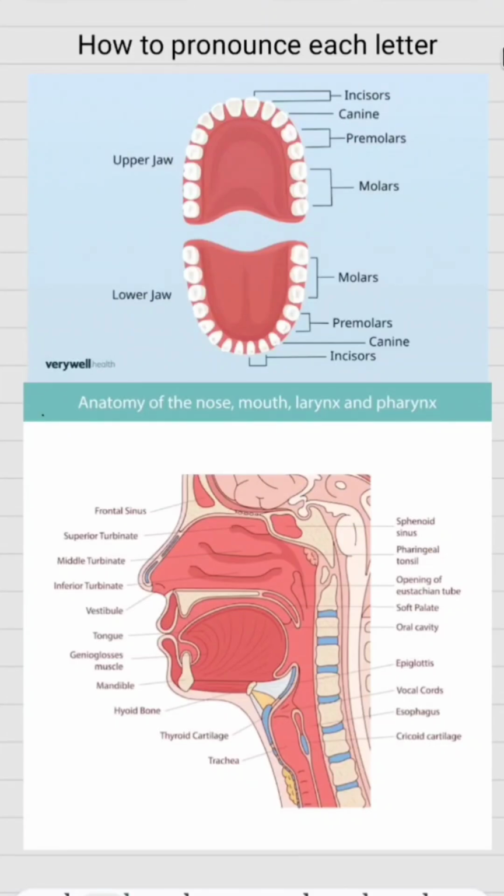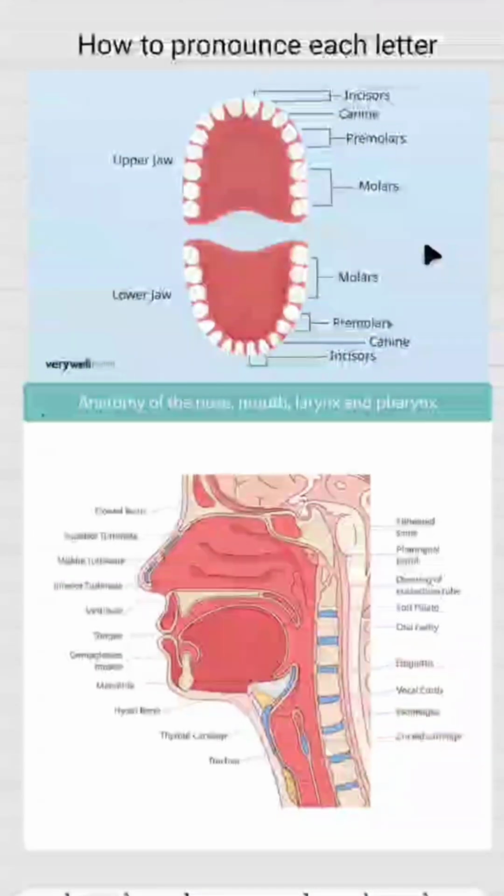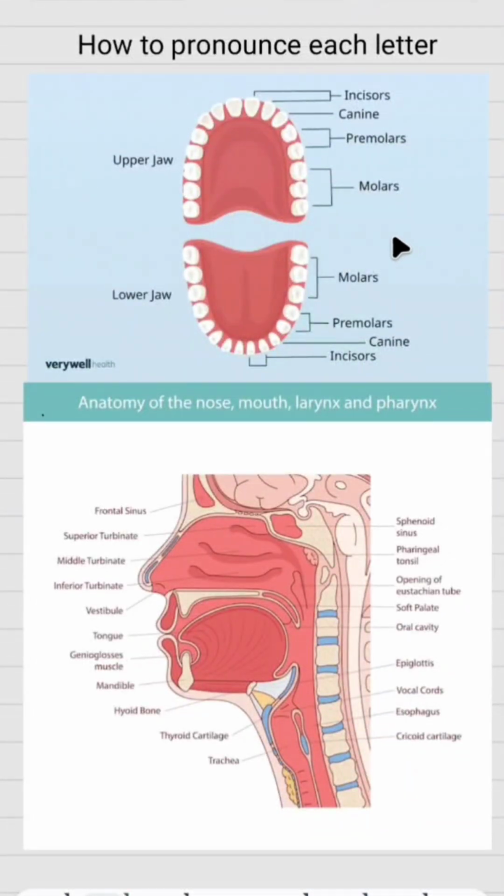So before we go into the actual pronunciations of the letters, let's first look at the anatomy behind these pronunciations. I've got a picture of the jaw, the teeth and the jaw, and I've also got a picture of a sagittal section of the face, just showing where air and sound flows within the mouth and the nasal cavity. If you look at the top, you can see all the teeth, and you can see how the ridges of the palate form.